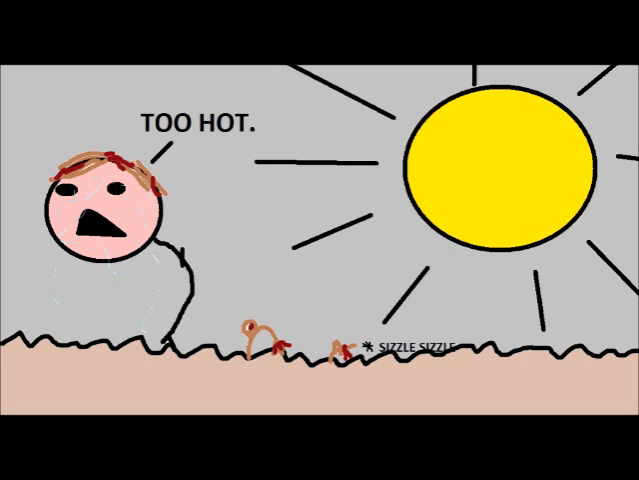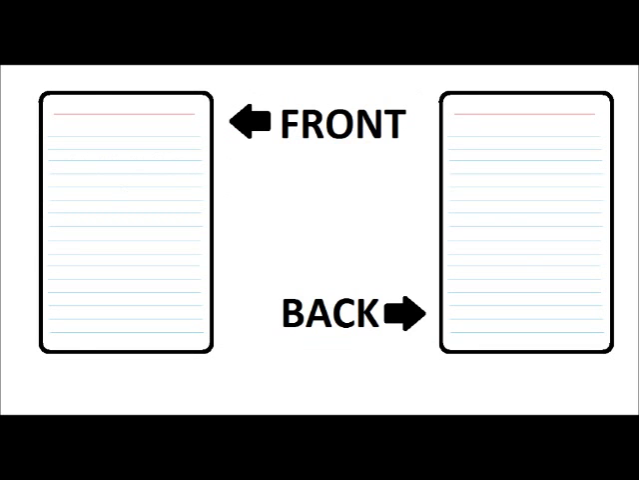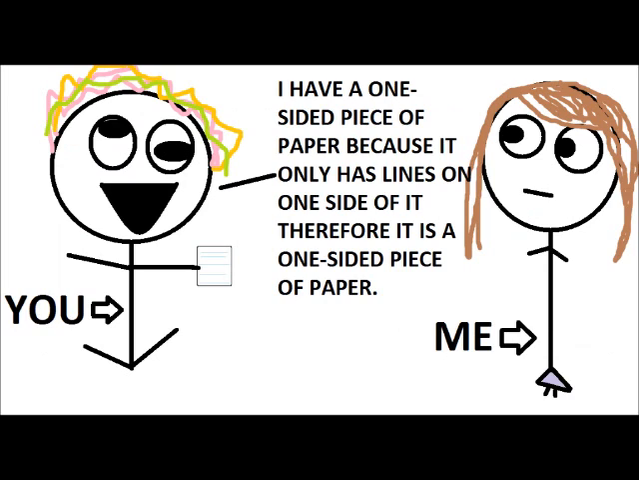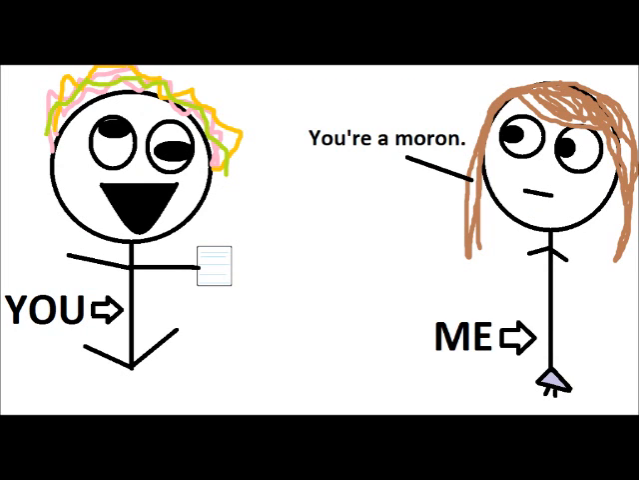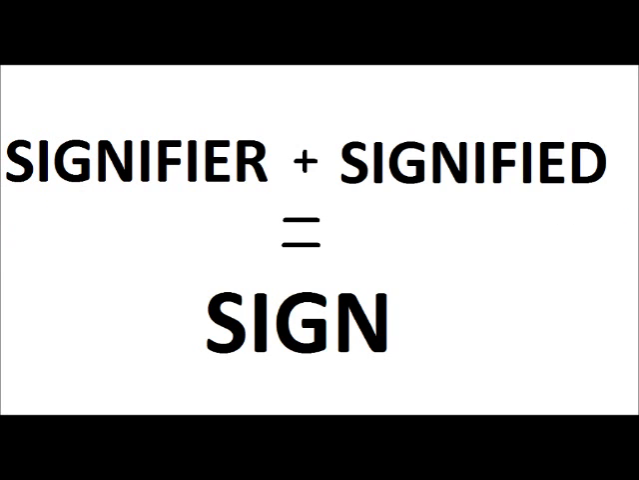A sign is made up of a signifier and a signified. The signifier being what you see or hear, and the signified being the idea you're trying to get across. A sign is like a double entity in that it just can't exist without both of these things. It's kind of like trying to say that one side of a piece of paper can exist without the other side. If anyone out there has a one-sided piece of paper, let me know because I would love to see it. Anyway, Saussure's basic idea is this. When put together, the signifier plus the signified equals the sign.